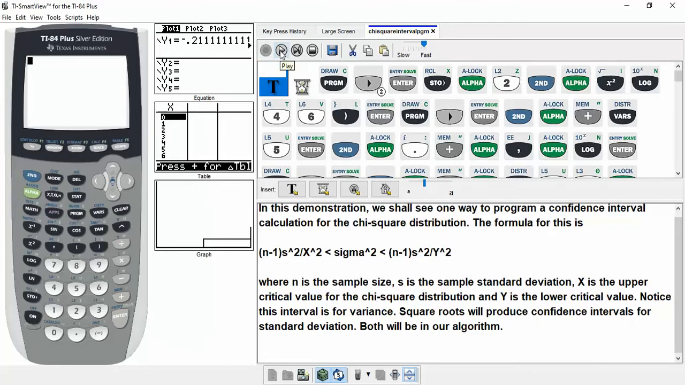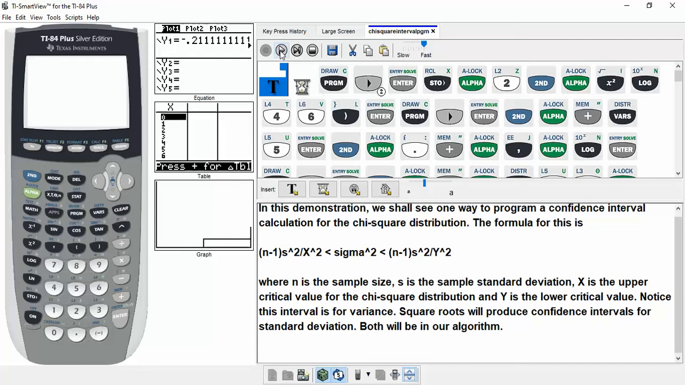In this demonstration, we shall see one way to program a confidence interval calculation for the chi-square distribution. The formula for this is going to be the quantity n minus 1 times s squared divided by a chi-square value for one of the critical values. This is going to be less than sigma squared, which is the population variance that we're trying to estimate. And then that, of course, is going to be less than the quantity n minus 1 times s squared over another critical value from the same chi-square distribution.